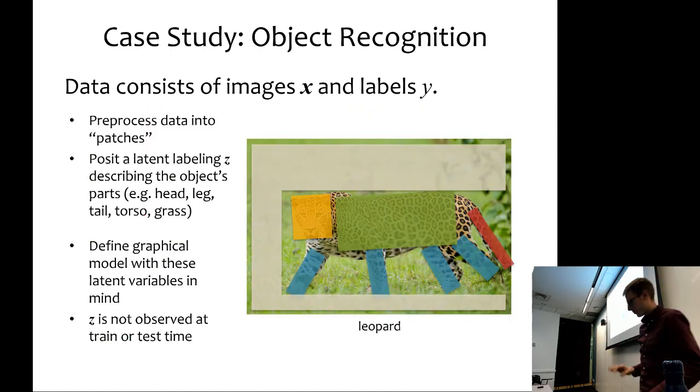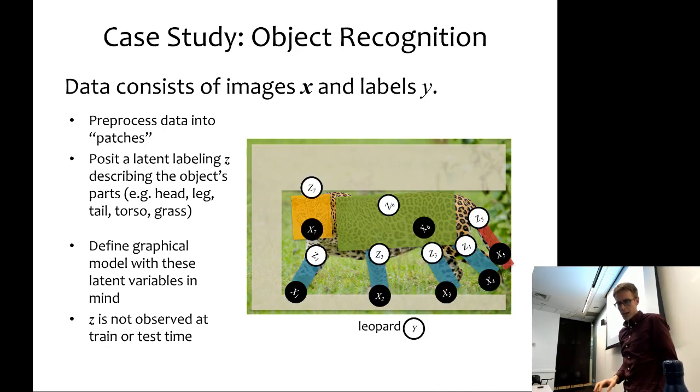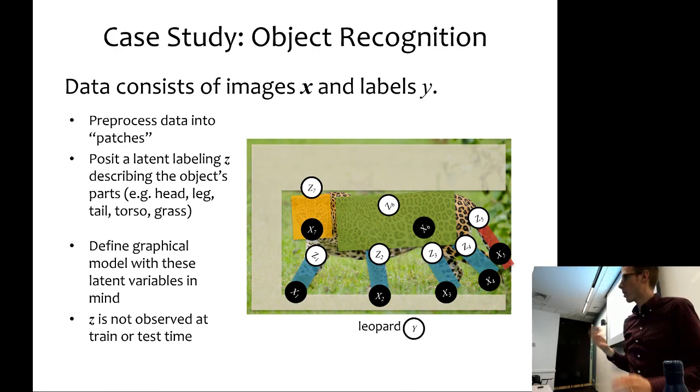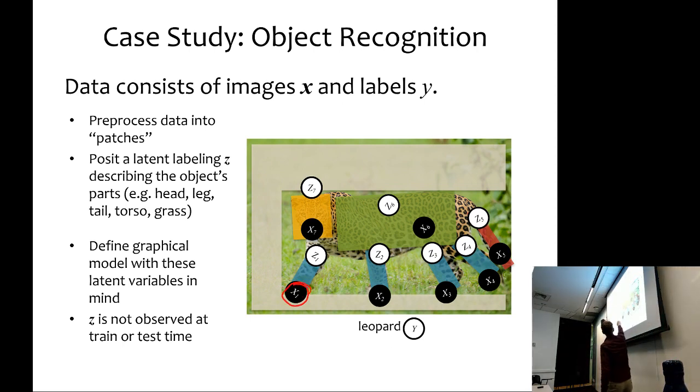And we're going to say that we're going to pre-process our data into patches. That's going to consist of these little rectangles. And then we're going to say that there's some latent labeling. The patches will be represented by variables X, right? So this X1 represents all of the pixel data for that blue patch, and X7 represents all the pixel data for that yellow patch: where it is in the image, what the actual values of the pixels are, etc.